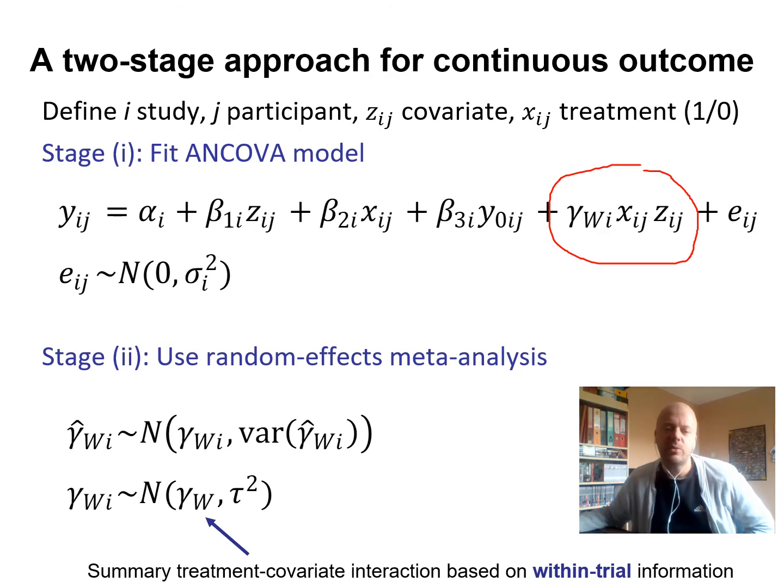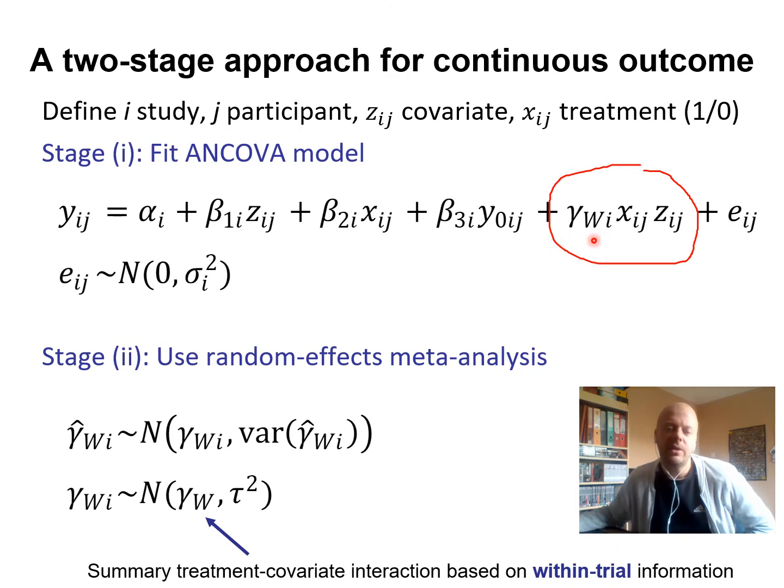So in the first stage, we're going to estimate these gammas, and in the second stage, we're going to put them together in a standard meta-analysis, so let's say a random effects meta-analysis. So here now I've got my random effects meta-analysis, and I'm going to put together the estimates of the interactions from each study, and I'm going to assume that the true values vary according to a normal distribution. I'm going to try and estimate this average interaction effect across studies, and also the amount of between-study variability, tau squared, in the interaction effect.